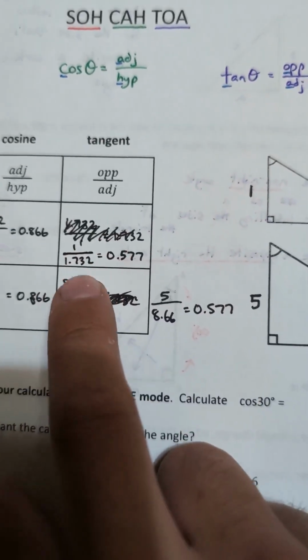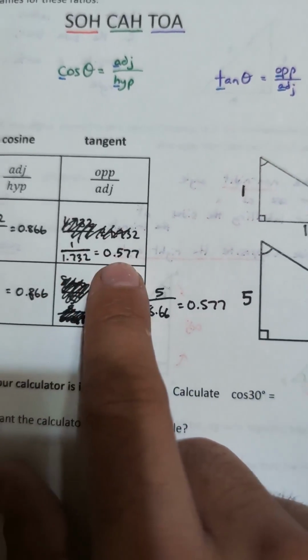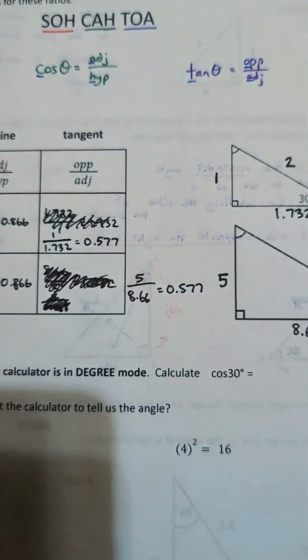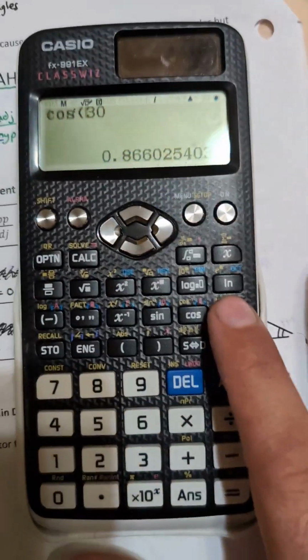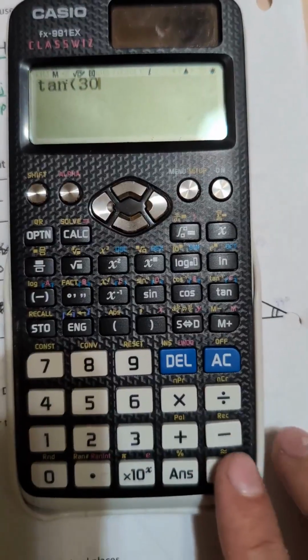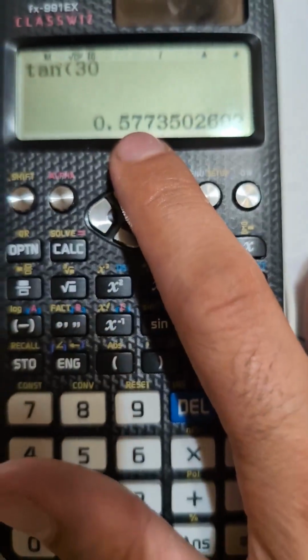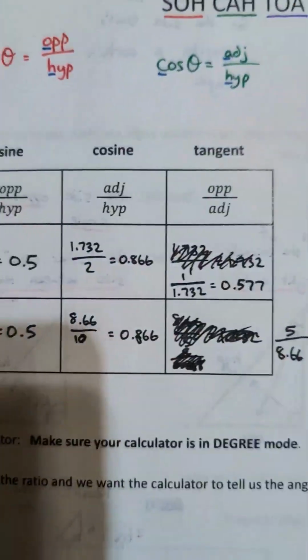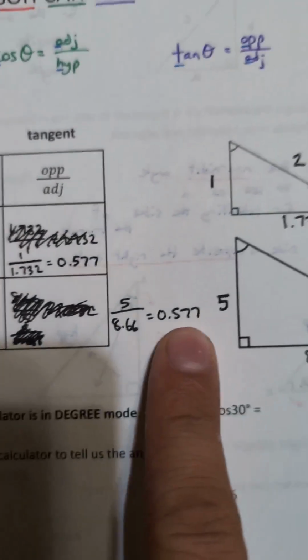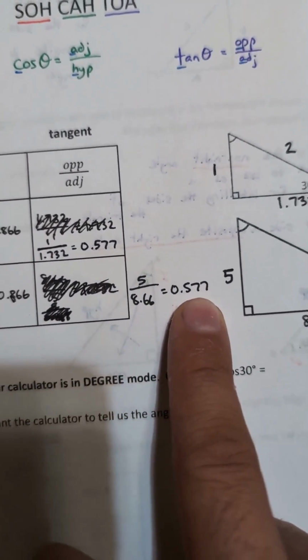So 1/1.732 gives me about 0.577, which if I check tan of 30, my calculator agrees that's about 0.577. And so I got the same thing with this second triangle here.